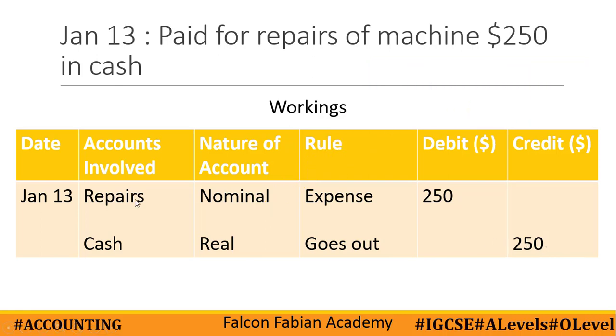So the two accounts involved are repairs and cash. The rule for nominal account is going to be applied to repairs. Why? Because repairs is an expense and it needs to be debited by $250. Cash is a resource for the business. It is an asset. So the rule for real account is going to be applied to cash. And cash is going out of the business. Therefore, cash account needs to be credited by $250.